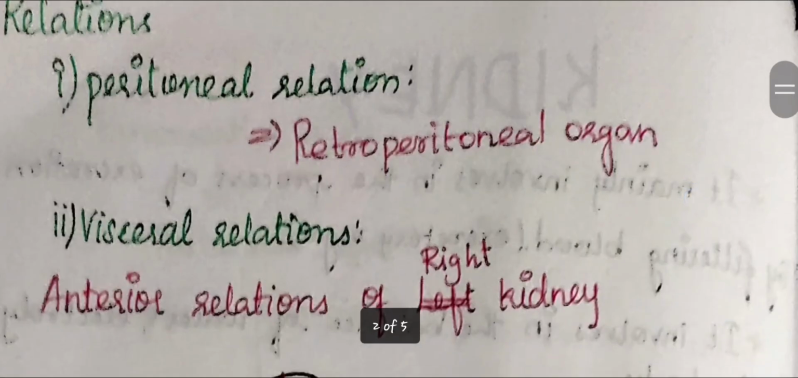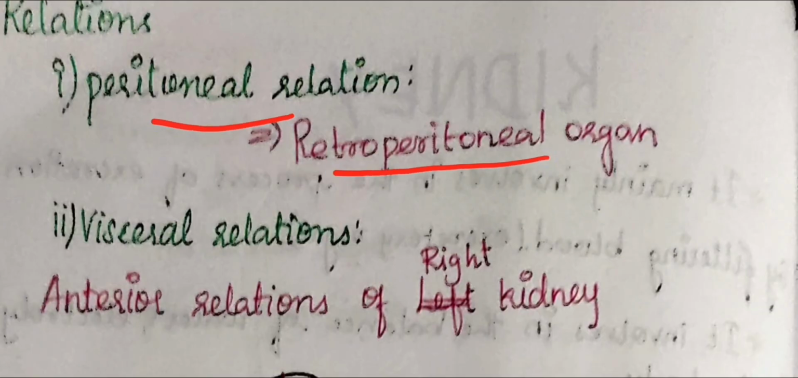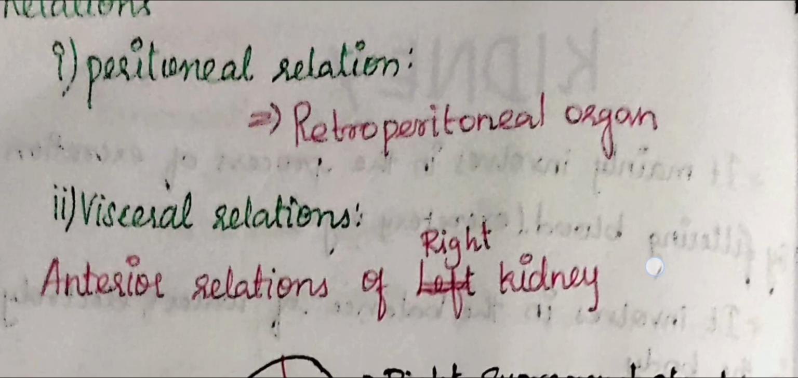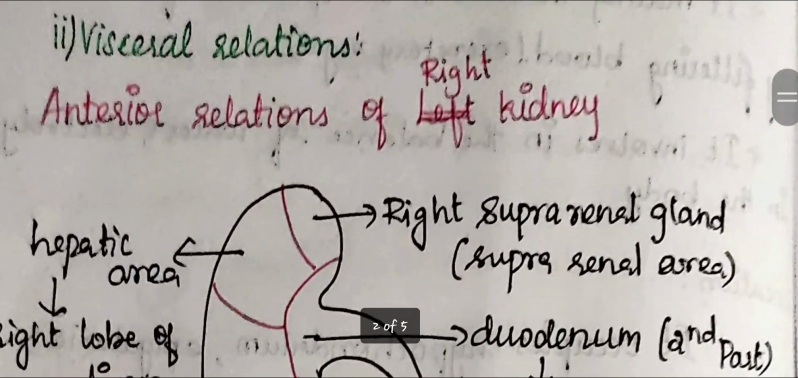Coming to the relations, when we speak about the relations, we have to speak about the peritoneal and visceral relations. Coming to the peritoneal relations, the kidney is a retroperitoneal organ, in the sense it is not present within the peritoneal cavity. And coming to the visceral relations, first we have to speak about the anterior relation and posterior relation. The anterior relations are different for the right and left kidneys, whereas the posterior relations are the same for the two kidneys.